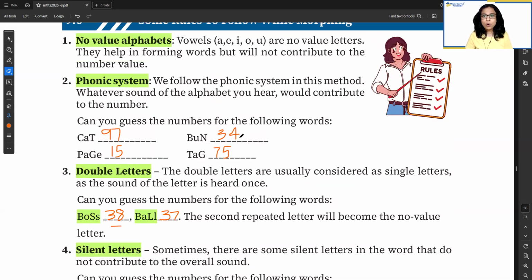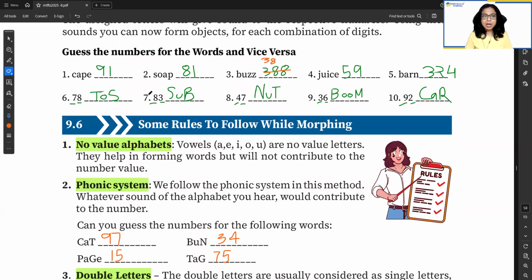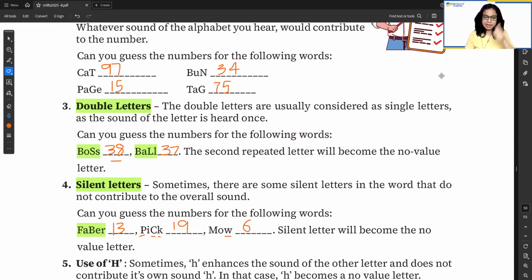And that is why on the top, when I said barn, this barn is wrong. Why is it wrong? Because when I write barn, it is ba, n, barn. In the spelling, R is there, but R is not contributing in the sound of the word. It's barn, not barn. That is why it won't be 324, it will be 34. Okay? So silent letters.